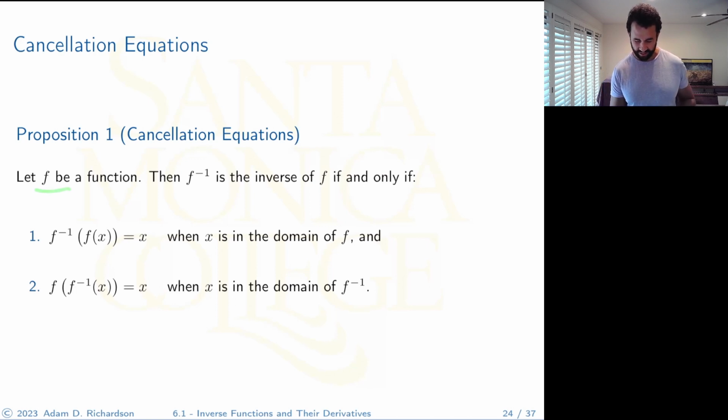So here's what they are. Let's say you've got a function f, and the function f inverse will be its inverse if and only if these two results hold. In particular, f inverse of f of x equals x for every x in the domain of f, and f of f inverse of x equals x for every x in the domain of f inverse. That's why they're called the cancellation equations. In essence, the f inverse and the f are canceling out, and the f and the f inverse are canceling out, and you're just left with x.